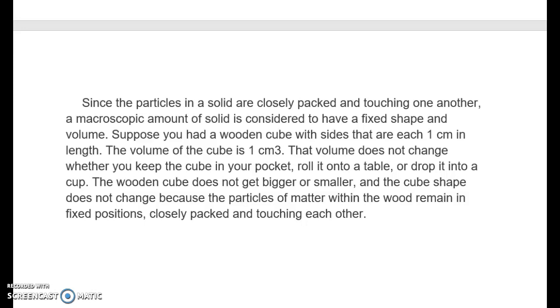Suppose you had a wooden cube with sides that are each 1 centimeter in length. The volume of the cube is 1 cubic centimeter. That volume does not change whether you keep the cube in your pocket, roll it onto a table, or drop it into a cup. The wooden cube does not get bigger or smaller, and the cube shape does not change because the particles of matter within the wood remain in fixed positions, closely packed and touching each other.